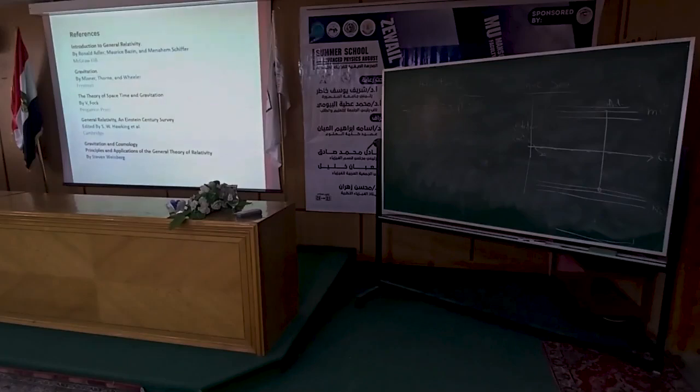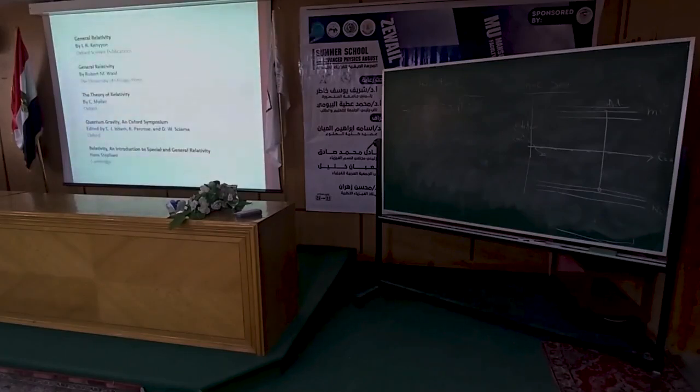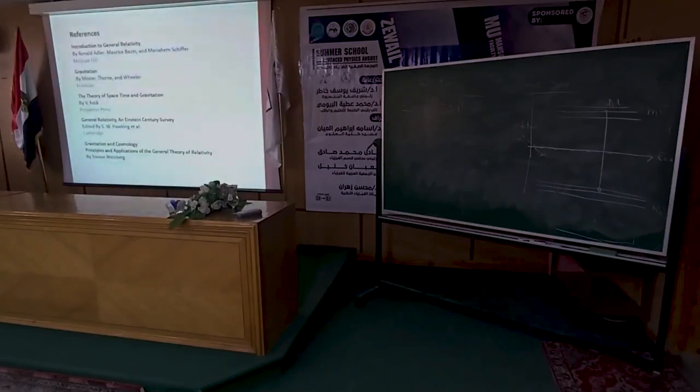There are others, but among these books, you can find a lot on general relativity. The first book is by Adler, the second by Mr. Thorne and Wheeler, and the third, I think, is not easy to find even on Amazon. These are the most famous books on general relativity.